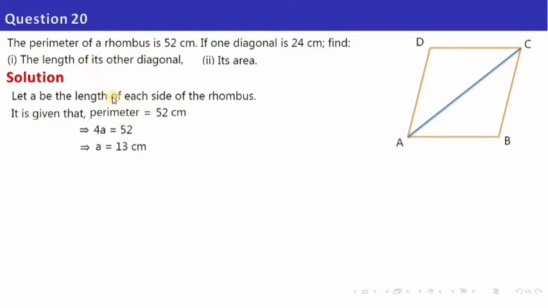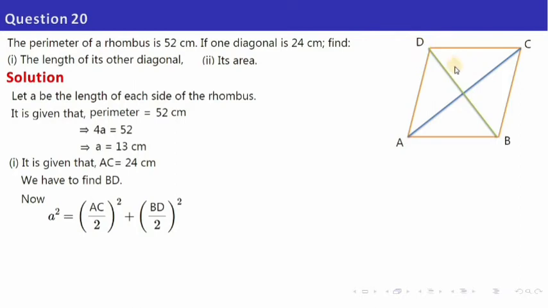Now the question is asking you to find, see, one of the diagonals is 24 centimeter. You have to find the length of the other diagonal. It is given that AC is 24 centimeter, isn't it? Now what I'm going to do is I'll just join them. One very important property that you need to remember is, the diagonals in a rhombus bisect each other perpendicularly. So we have to find BD.